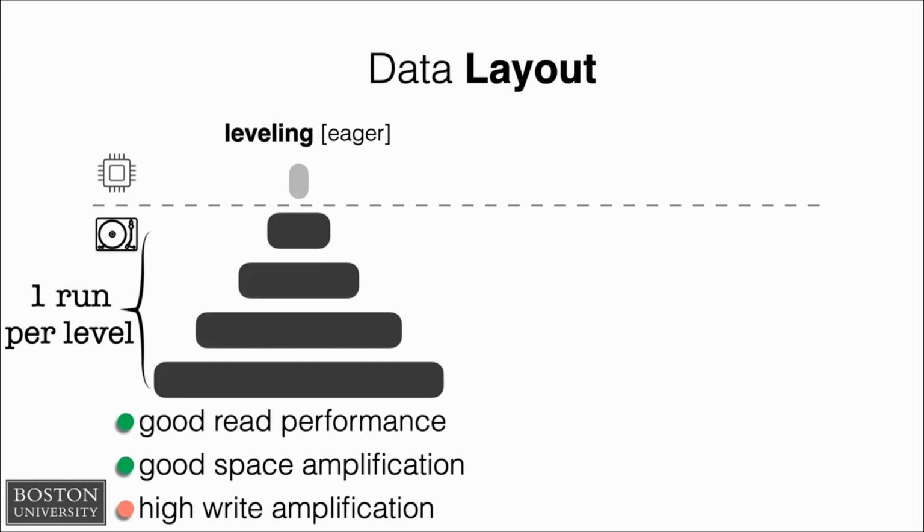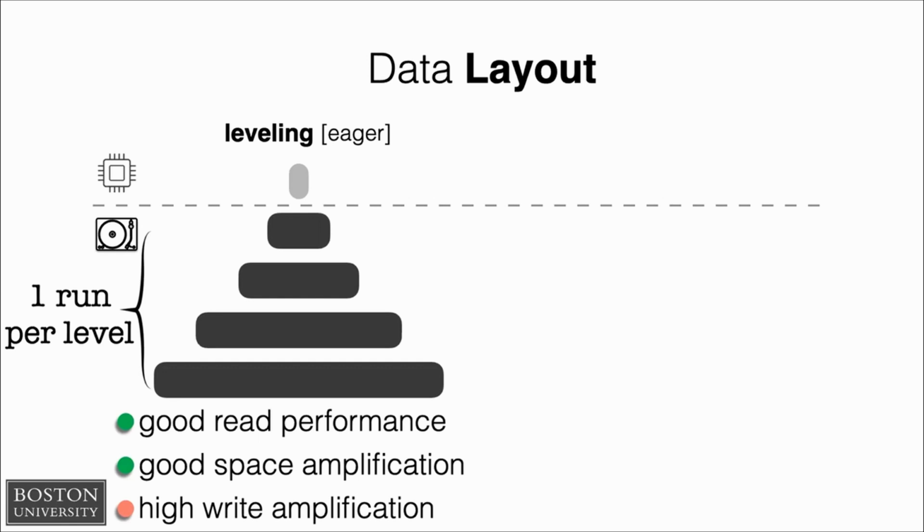What do I mean by that? Each sorted run in a level is completely sorted, so we can do binary search on that. Also, there cannot be any duplicate keys in one particular level. Of course, there can be duplicates across levels, but within a level, there cannot be any duplicates because we are merging them in a very eager way.